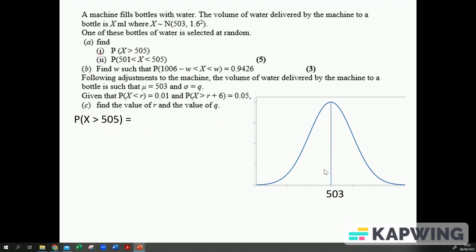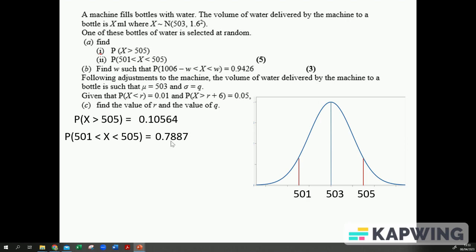Well, here's the mean 503. So that area, steer the calculator: lower 505, upper a huge number, mean 503, standard deviation 1.6. You should get 0.10564. They'd be happy with 3 significant figures, I think. And then part II, it's in between 501 and 505. So lower 501, upper 505. Like I say, you wouldn't get 5 marks these days because you're just sticking in the calculator, but they need to do this to show you what to do for part B, really.